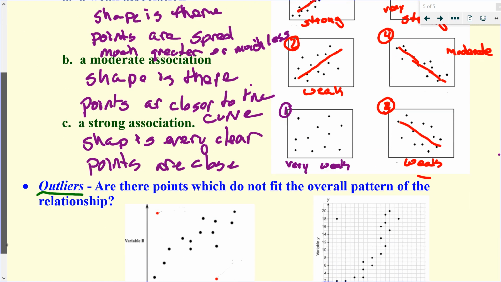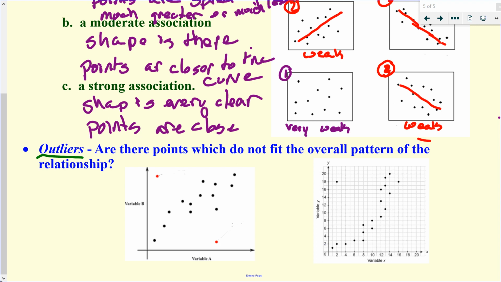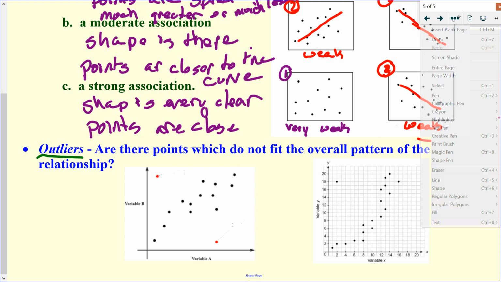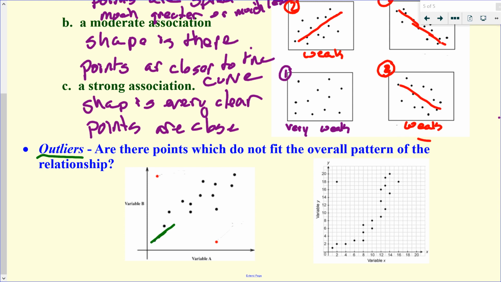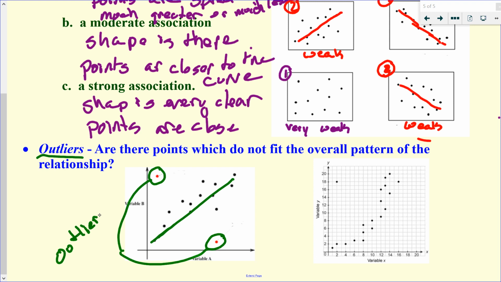Our last idea is outliers. Outliers really are no different than they were when we talked about other quantity displays. There are points that do not fit the overall pattern. We look at our first example here. We can see basically this line through here. The black dots are pretty close. They help us fit this shape. But the 2 red dots are our outliers. They really don't fit in the shape.